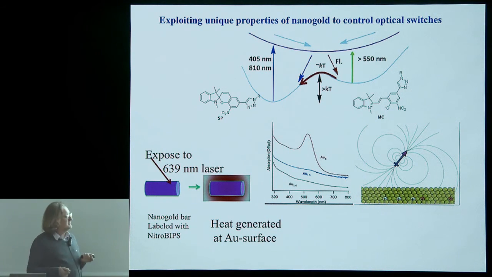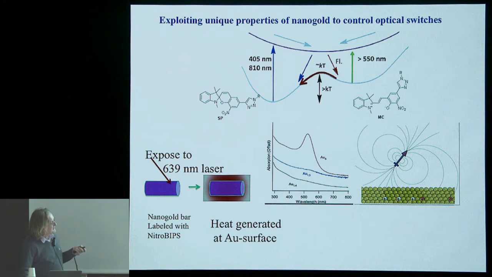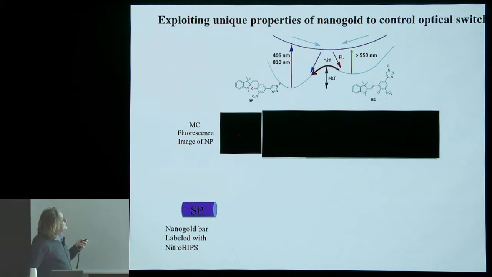Okay, you get near infrared heating of the gold nanobar, it gets very hot, and it provides enough energy, as we'll see, to overcome this barrier here. So how do we know that? So here's the actual experiment.